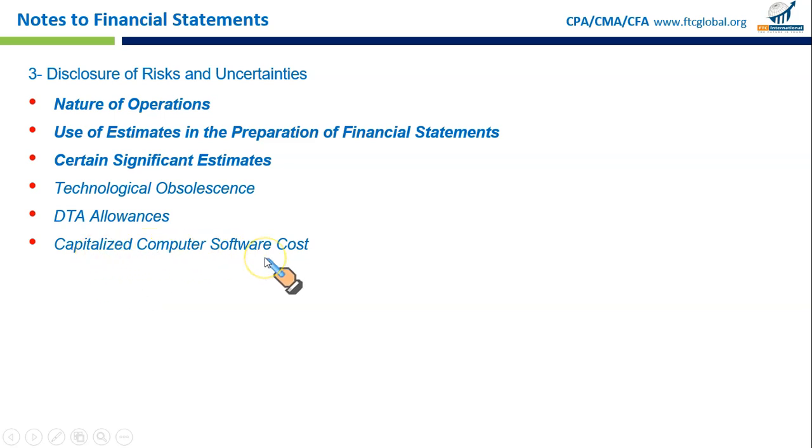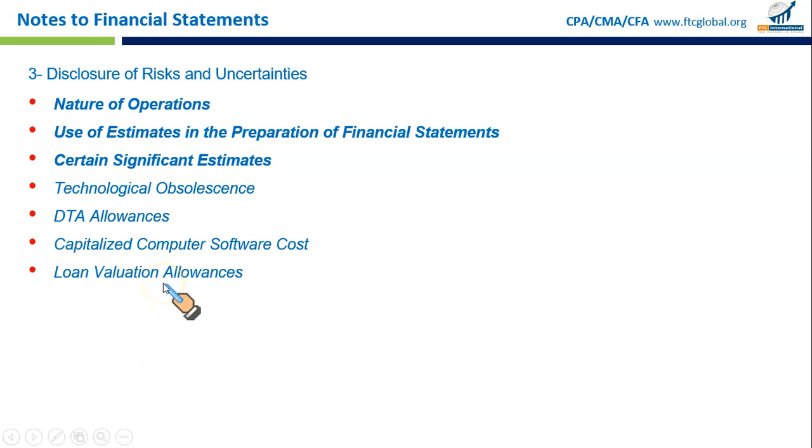Capitalized computer software cost. It means the cost of developing a software which are spread out over the estimated life of the software. Let's say we spent $2 million on developing a software, and this $2 million is expected to benefit us over the next 5 years. But if the software becomes obsolete after only 3 years due to new technology, the company will need to adjust this estimate.